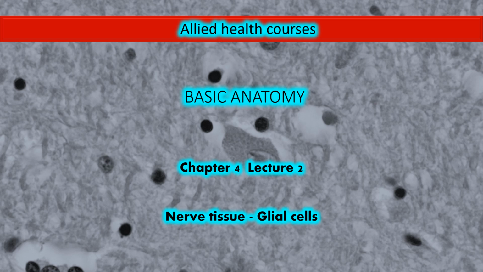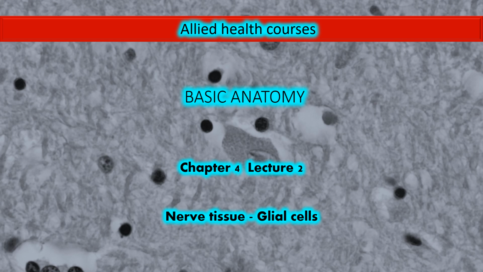Dear friends, welcome to this edition of Basic Anatomy for the Allied Health Science course. We describe here in this chapter 4, lecture 2, supportive cells of the nervous system, namely the glial cells.